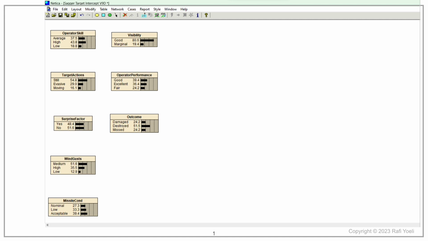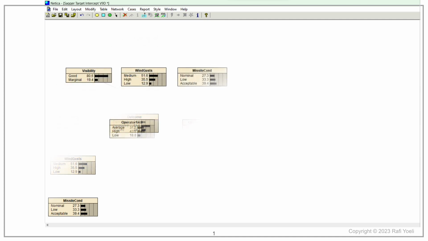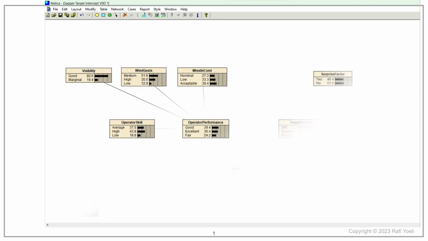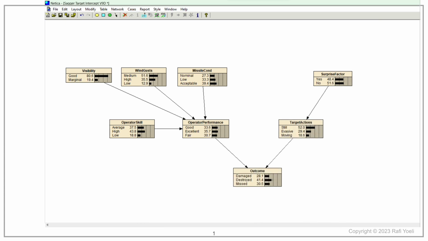All that remains for us now is to drag and place the nodes roughly in their logical position on the screen. Then, we add causal links from typical parent nodes, first row, to relevant child nodes. This is not difficult to do. For instance, few would argue that visibility is causal to the operator's performance and not vice versa. The same goes for surprise factor, which is clearly affecting the target's actions and not the other way around. Finally, it is only logical that the outcome node will be last and will be the result of the probabilities of the nodes above it.